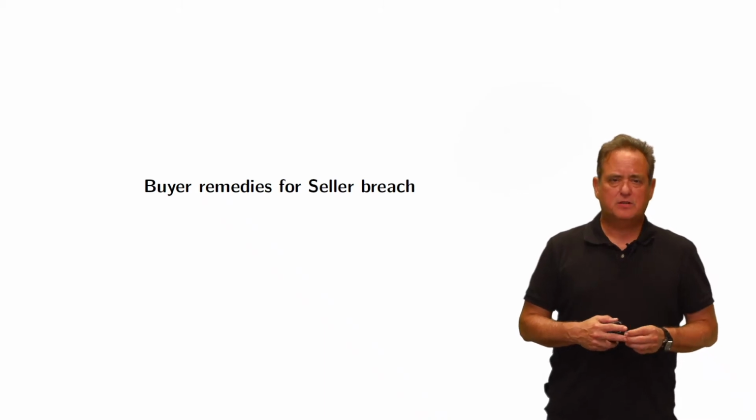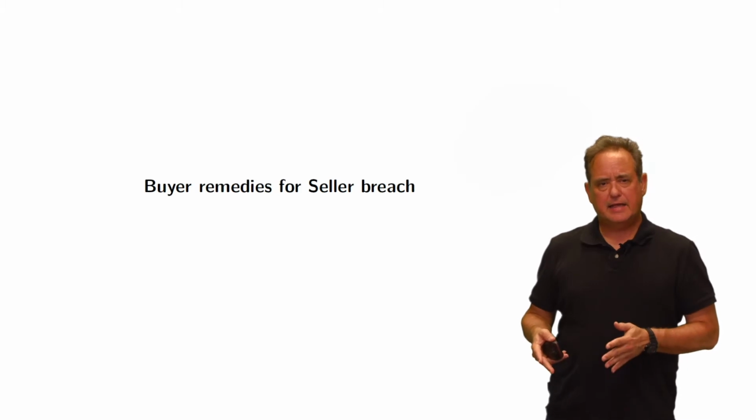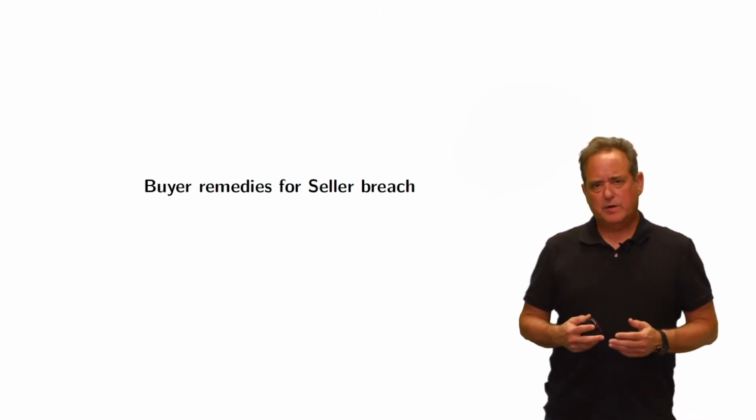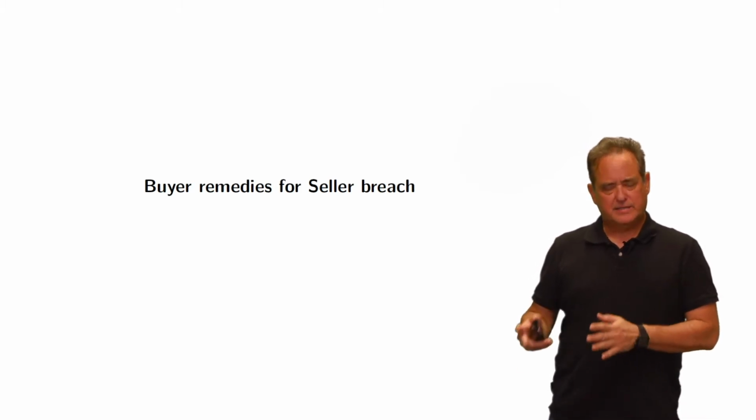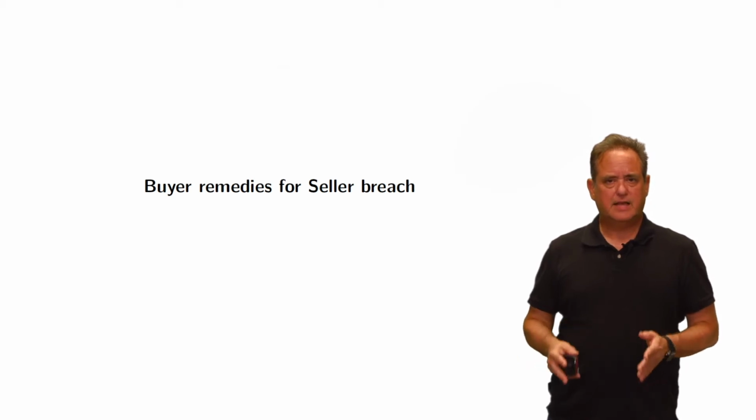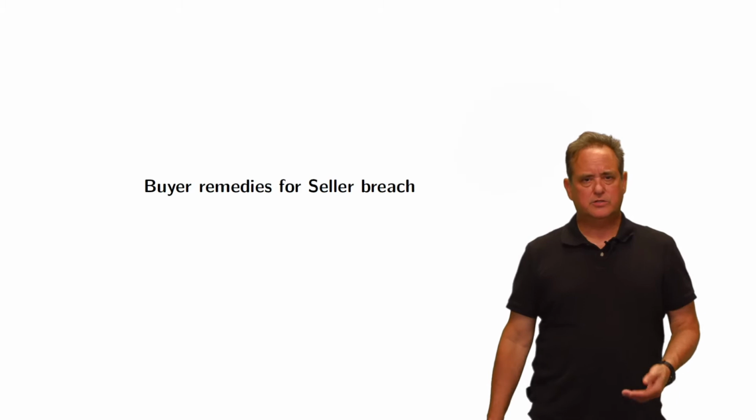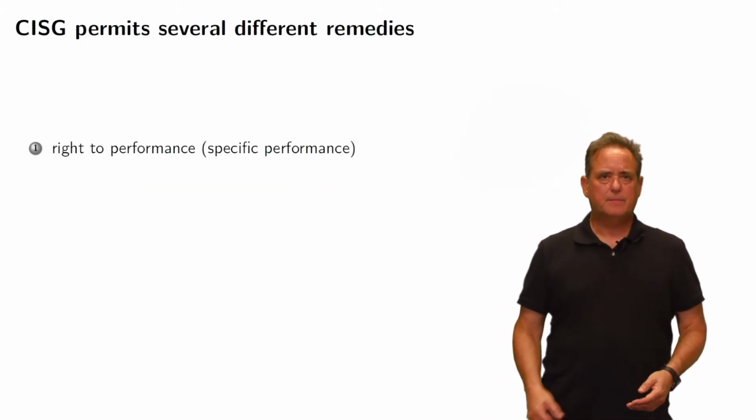Okay, so we've just talked about the types of breaches, a fundamental breach and a simple breach. Now we're going to talk about the remedies in a bit more detail, and we'll start with a buyer's remedy for a seller breach. The seller has breached its obligation to deliver conforming goods. What are the remedies available to the buyer?